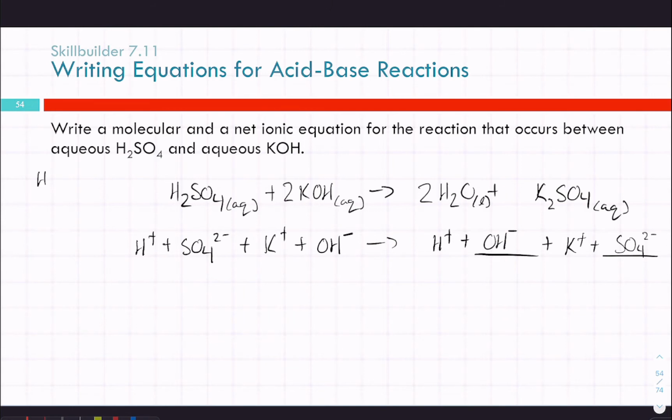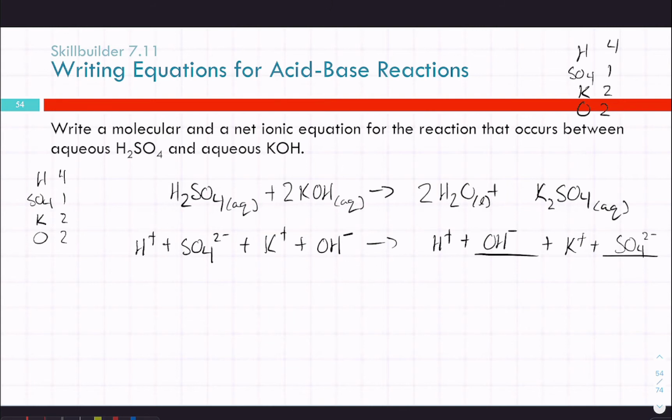Let's double check. Hydrogen, sulfate, potassium, and oxygen. So 4 hydrogens, 1 sulfate, 2 potassium, 2 oxygen. This is for the reactant side. So hydrogens, again 4. We have the 1 sulfate, 2 potassium, and then counting these oxygens separate from the sulfate again, there's just 2 of those. So we have the same number of everything on both sides. So that is balanced.